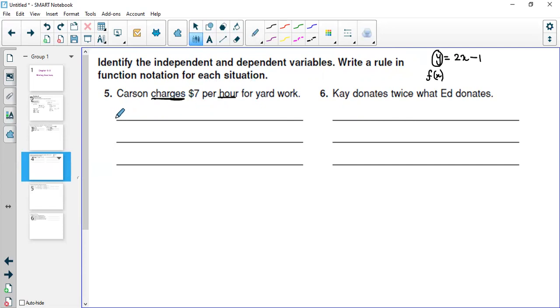Now they said identify, so let's write the independent variable first. So the independent variable is number of hours, because charge is almost like the cost. So how many hours he works, the amount he earns depends on how many hours he works. So independent, and this is the dependent one. So dependent is the charges per hour.